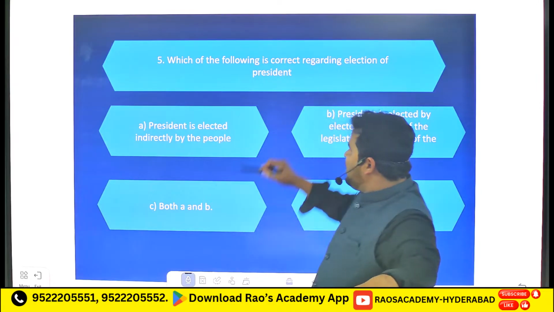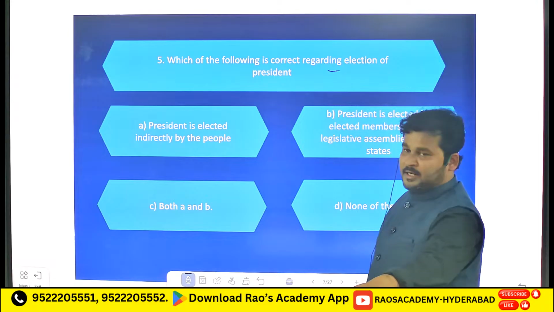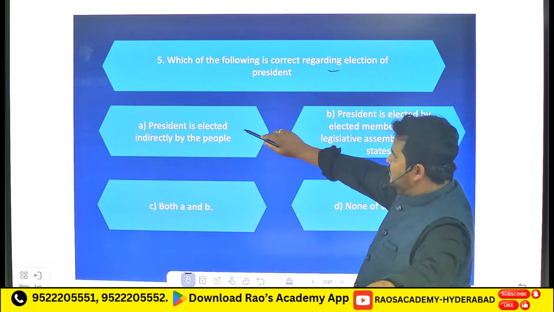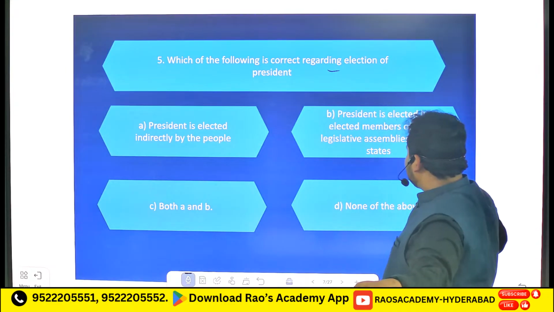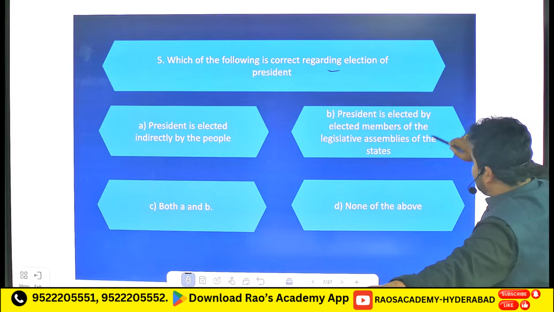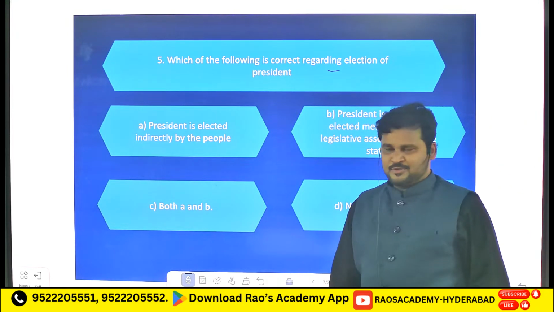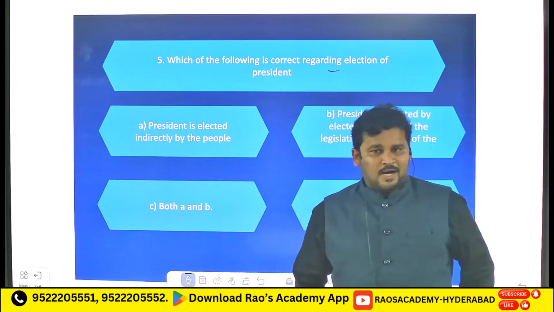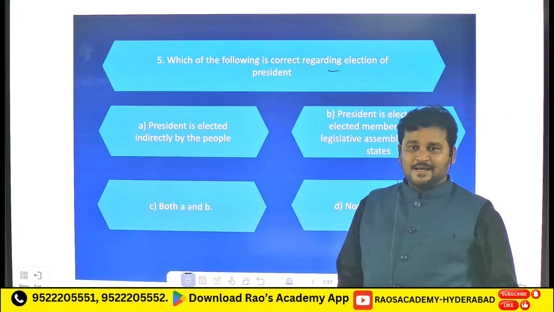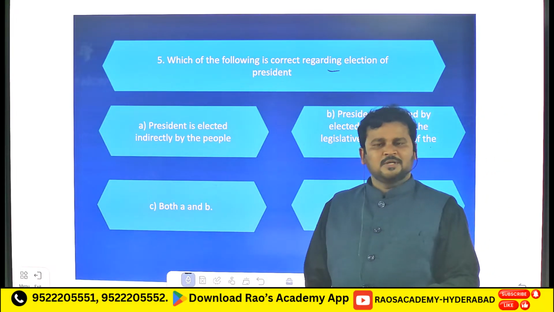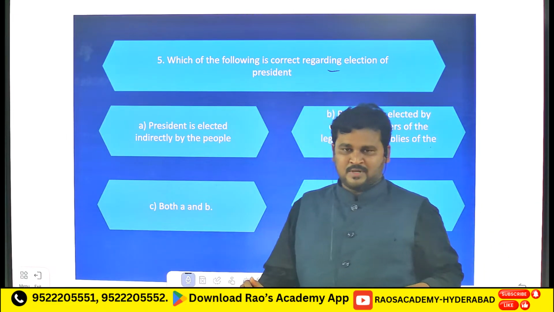Next, one more question. Which of the following is correct regarding the election of president? A, president is elected indirectly by the people. B, president is elected by elected members of legislative assemblies of the states. C, both A and B, and D, none of the above. So we have to find which option is true regarding the election of the president. Clear? So if you know the answer, please put it in the comment box. If not, listen to our in-depth explanation.